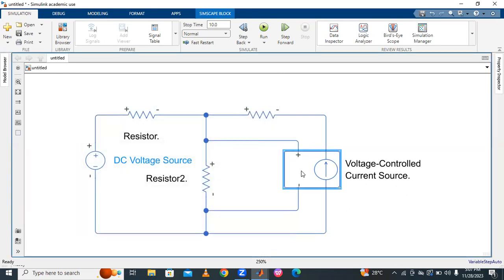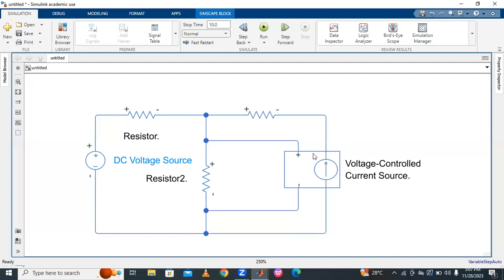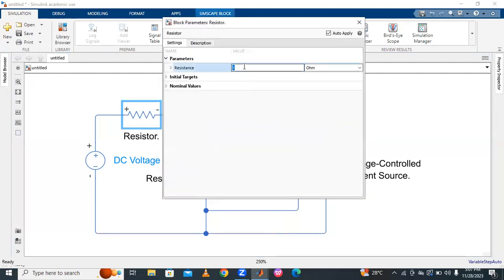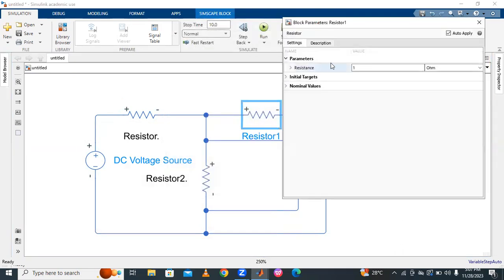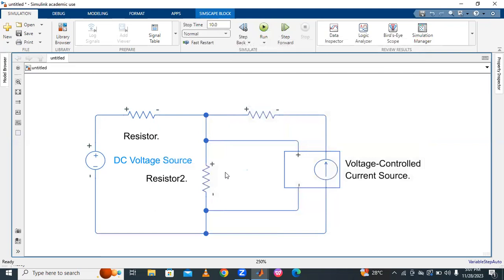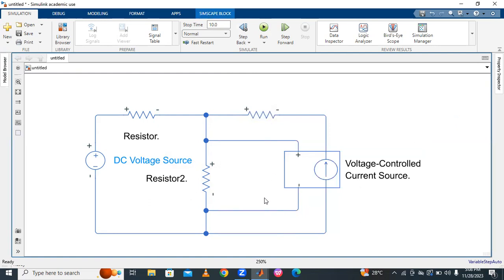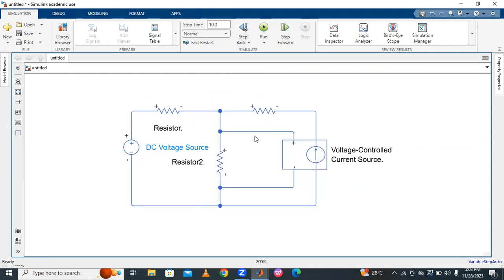Apply. Set the transconductance parameter and the resistance; change the resistance and open it, right here 10. Similarly, a resistor 1, right, 10. For simplicity, I'm taking all resistors as the same, 10. So this is called the voltage controlled current source connection circuit diagram.